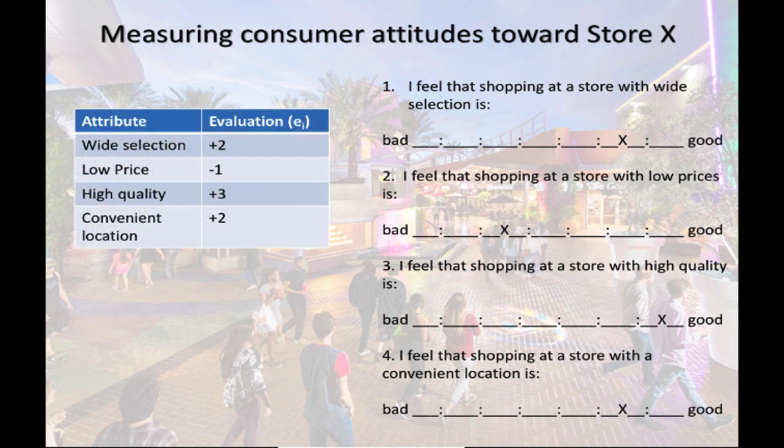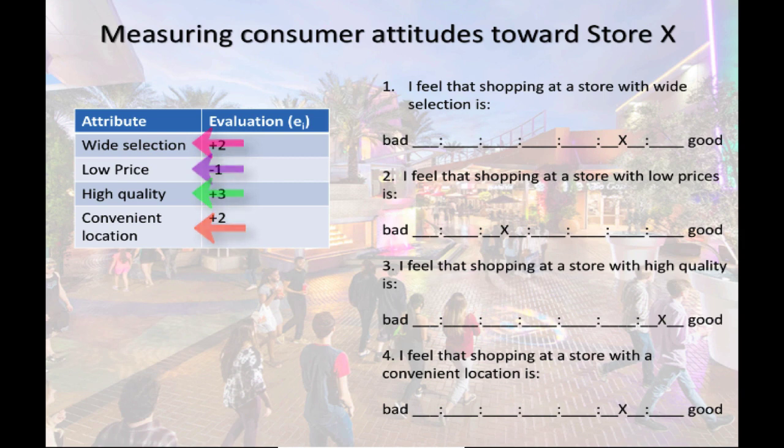So these are questions about the consumer's evaluations of favorableness or unfavorableness of each salient attribute. So the attributes are wide selection, low price, high quality, and convenient location. And so this is a typical format.